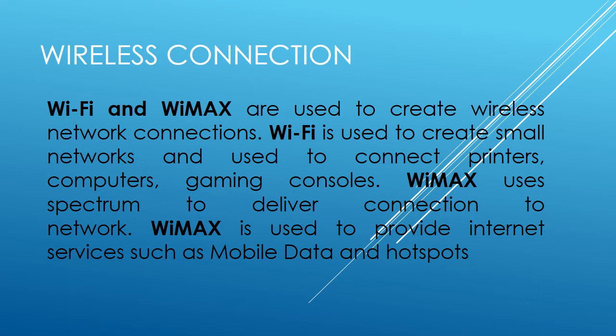Now see more about wireless networks, as Wi-Fi and WiMAX are used to create wireless network connections. Wi-Fi is used to create small networks and used to connect printers, computers, gaming consoles. WiMAX uses spectrum to deliver connection to the network. WiMAX is used to provide Internet services such as mobile data and hotspots.